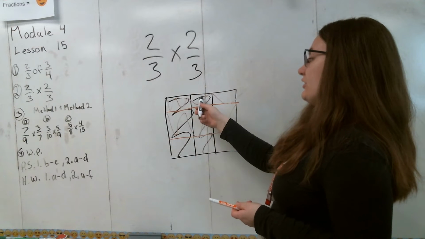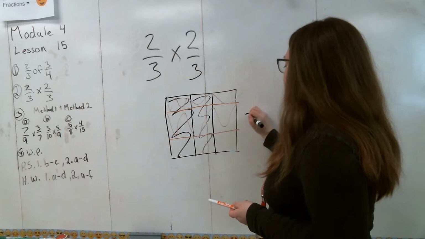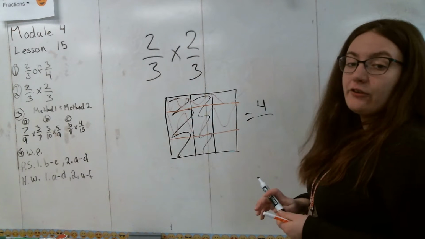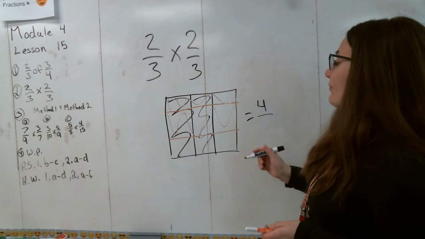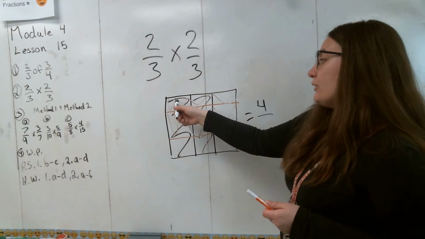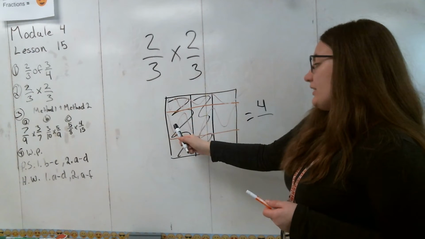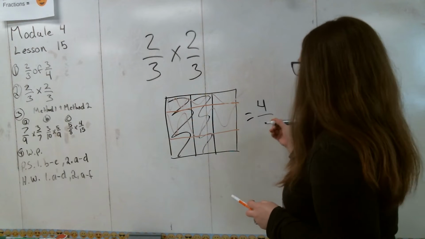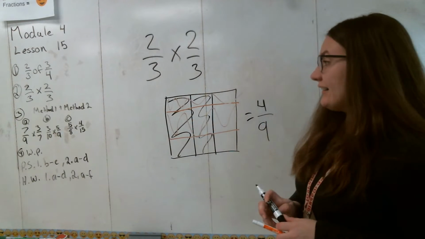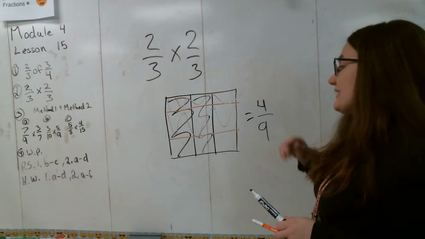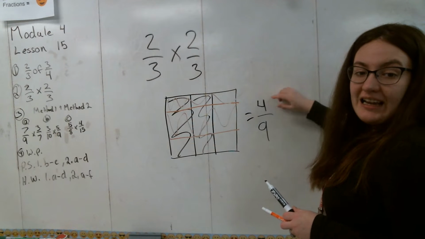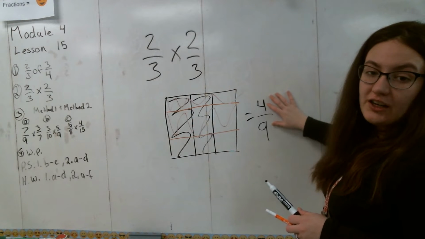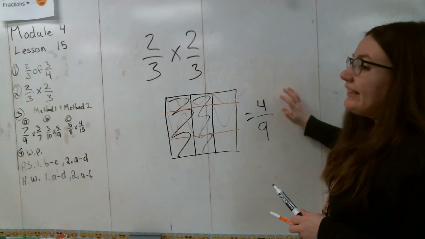So I have 1, 2, 3, 4. So that shows me that my numerator is 4. And then for my denominator, to get that, I can just go over 1, 2, 3, and then down 1, 2, 3. So if I have 3 times 3, that is 9, and then that actually is a simplified number because I can't divide 4 and 9 by anything other than 1. So that is my final answer.